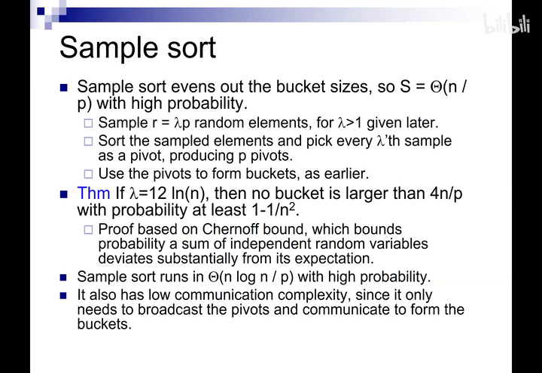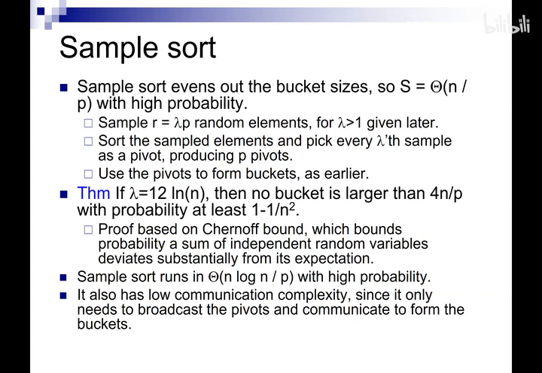So the way it works is that instead of just picking p pivots, we're going to pick more than p pivots. In fact, you're going to pick lambda times p pivots for some factor lambda, which is larger than 1, and which I'll show you later. So we're going to pick more pivots, and then we're going to sample all of these lambda p pivots, and then we're going to sort them. And then we're going to pick every lambda sample from the sorted sequence. So that will produce p pivots.